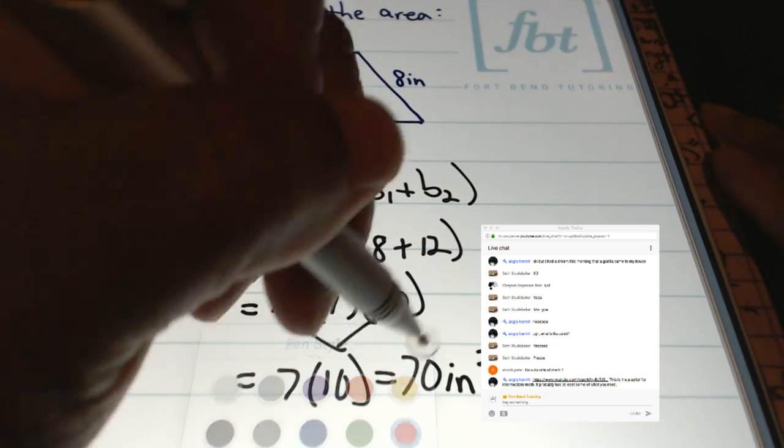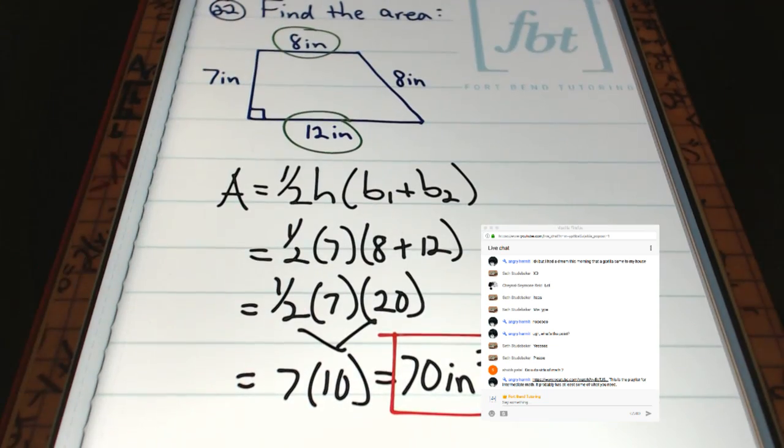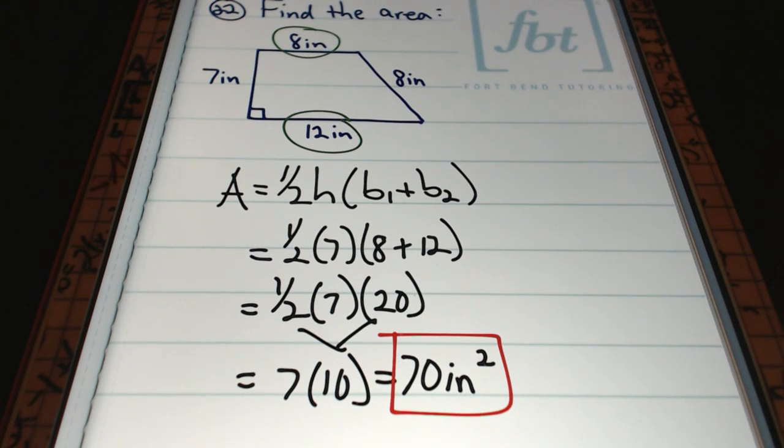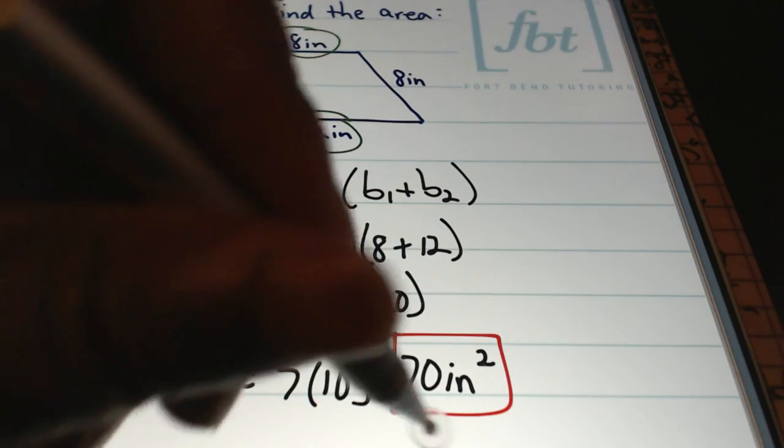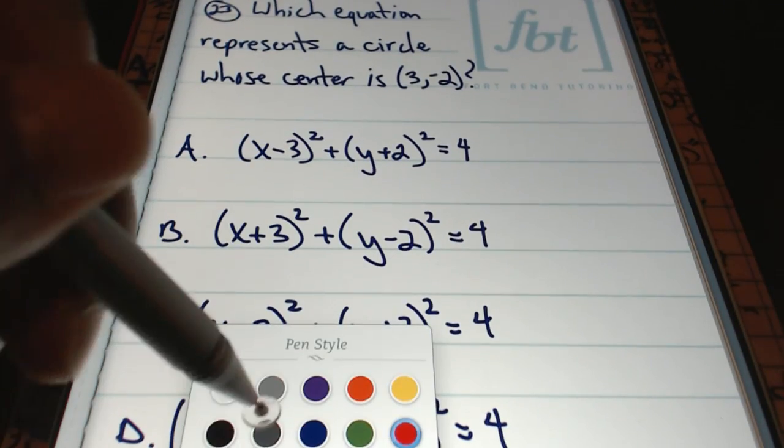Once again, your unit of measurement, guys, must be to the second power because you're dealing with the area. And area is always to the second power. All right? So keep that in mind. Your unit of measurement must be to the second power when you're doing this. Okay? So that's problem number 22, as we found the area of the trapezoid. Let's continue on to our next problem, guys.